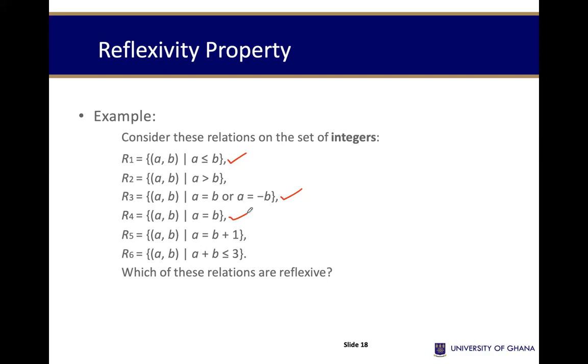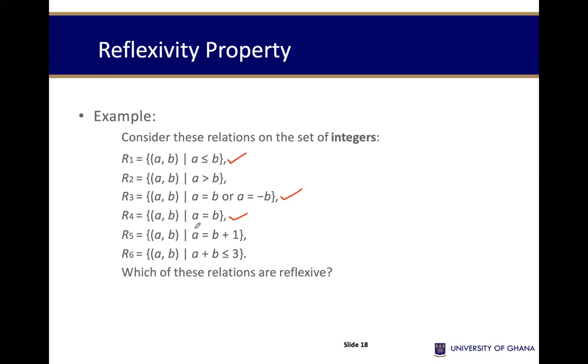Now we look at R5. What R5 is saying is that if I pick any B value and I add 1 to it, I should get an A value. What it means is that A and B will never be the same. There's no way A and B will ever be the same. Hence, R5 will never be reflexive.